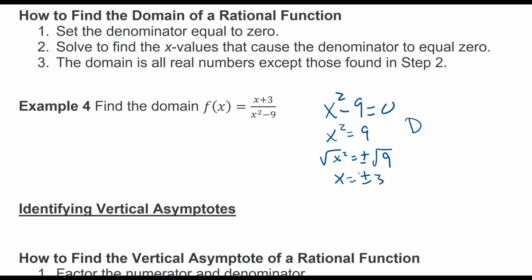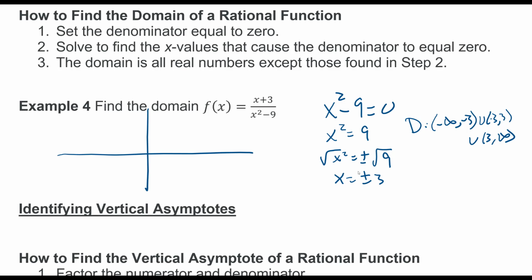So the domain for this would be negative infinity to negative 3, union negative 3 to 3, union 3 to infinity. Just to give a little image of what's happening here.